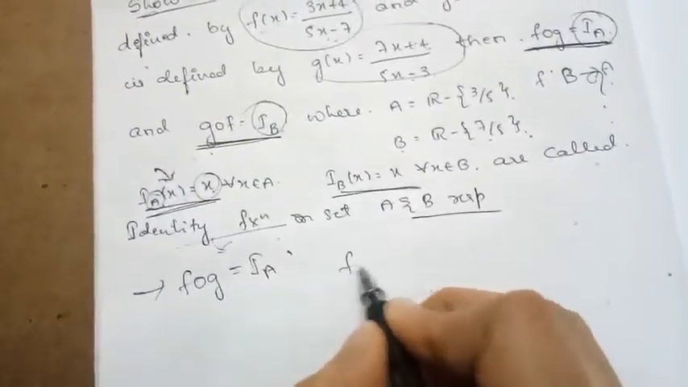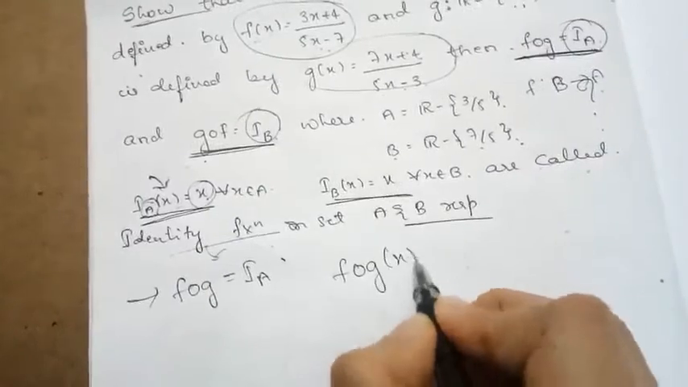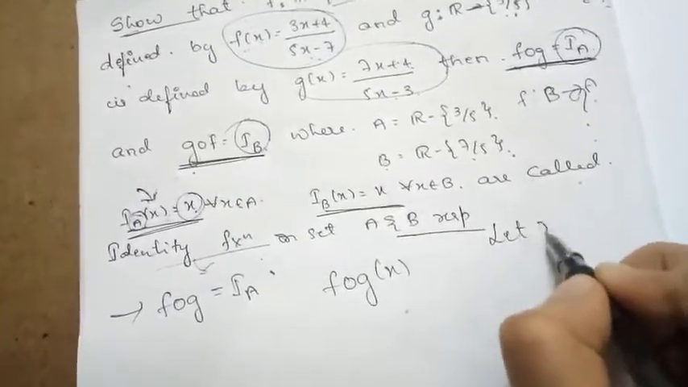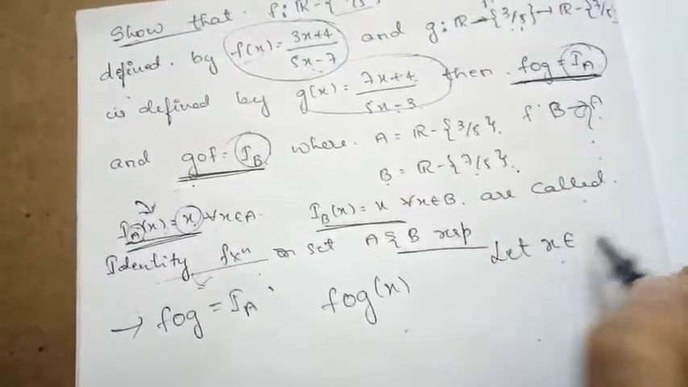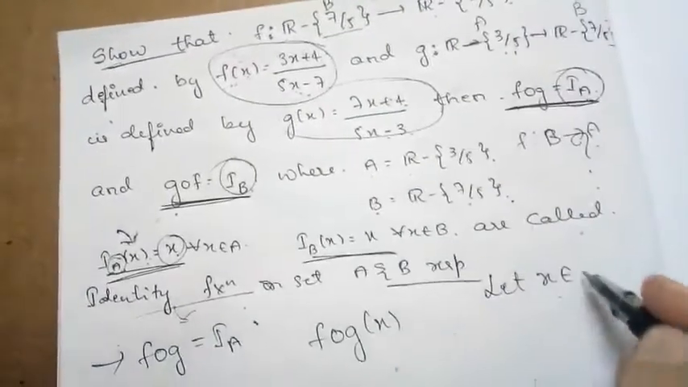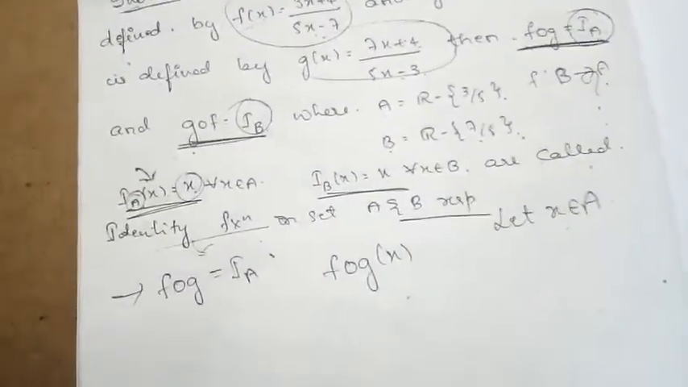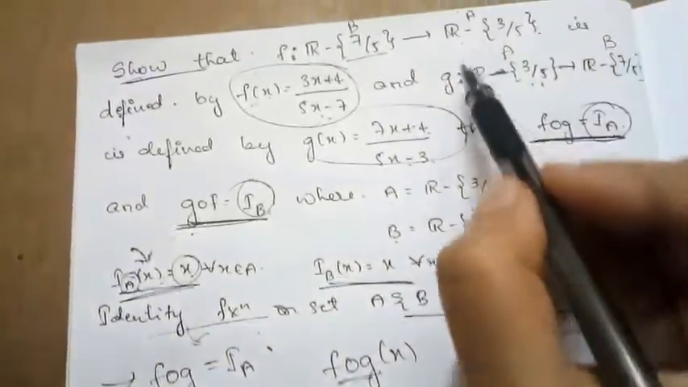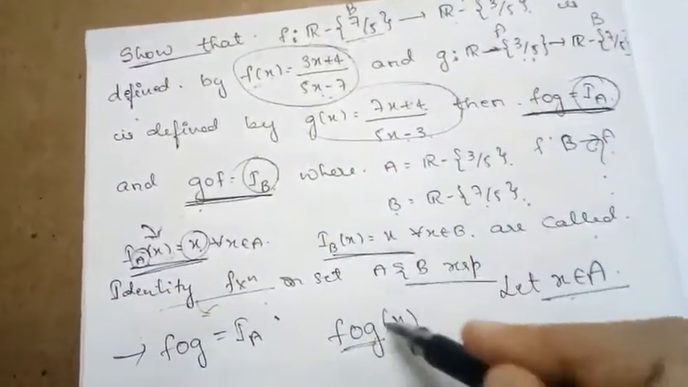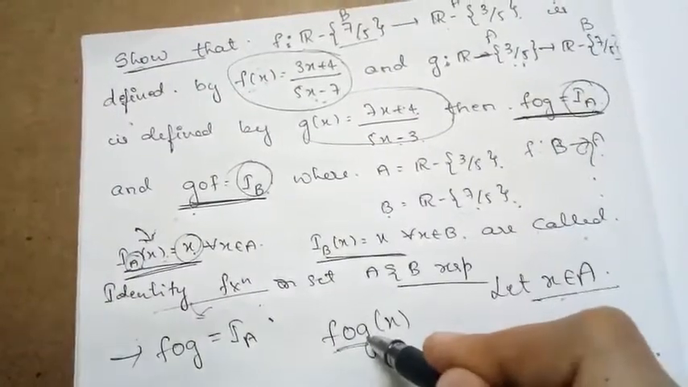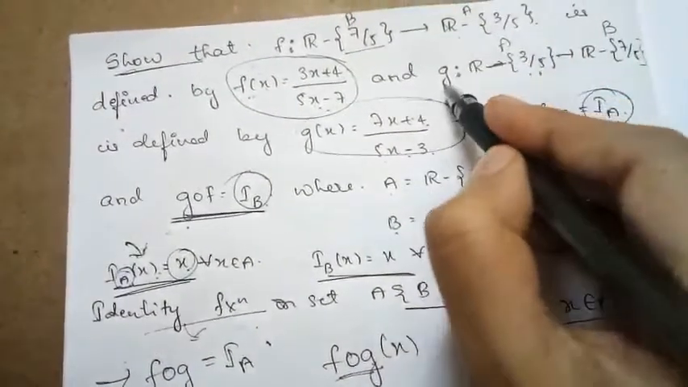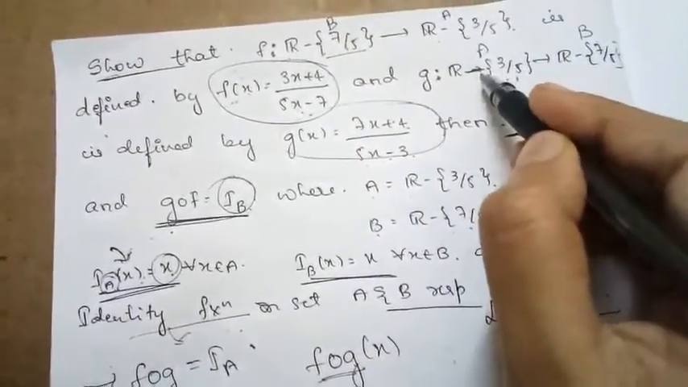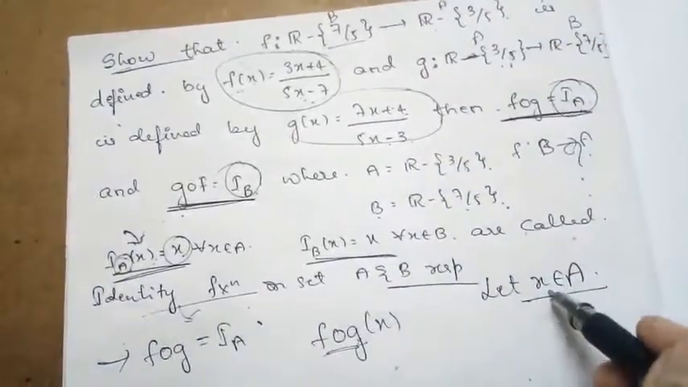Now let us consider f of g of x, where let x belong to set A. Why did we consider set A? Fog means the domain of the function is the domain of the function g. So what is the domain of the function g? It is A. So we consider x from the set A.